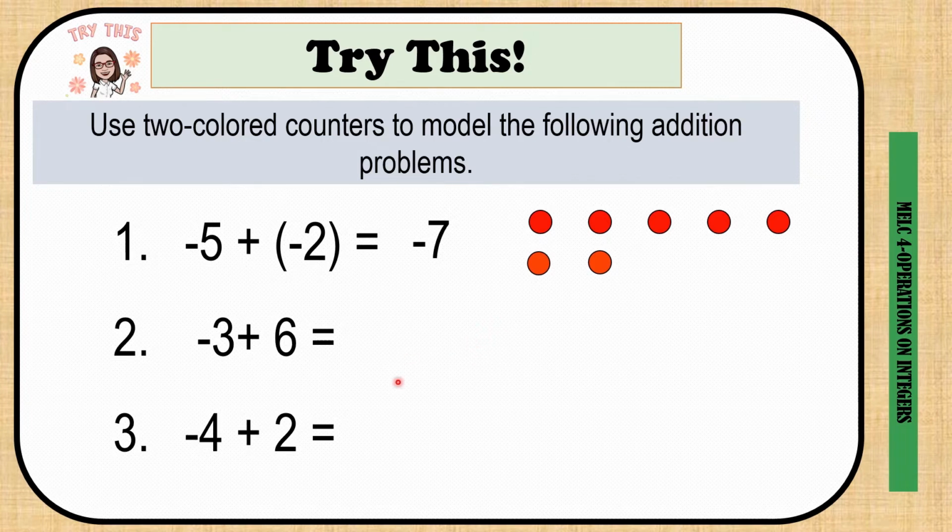Okay, next for number 2. We have negative 3 and positive 6. So you have the 0 pairs here. These are opposites, so you can cancel this. Okay, and the remaining will be 3 yellow chips or counters, and that is positive 3.